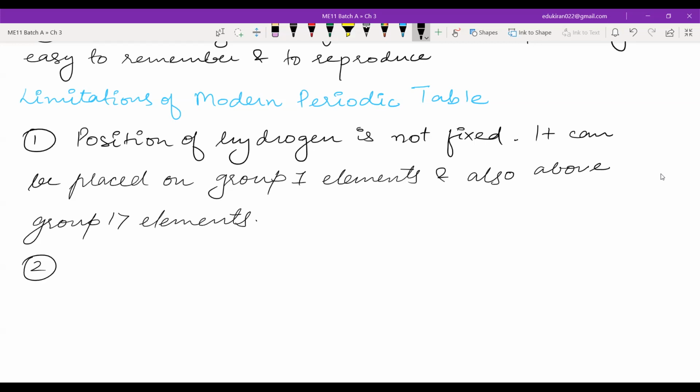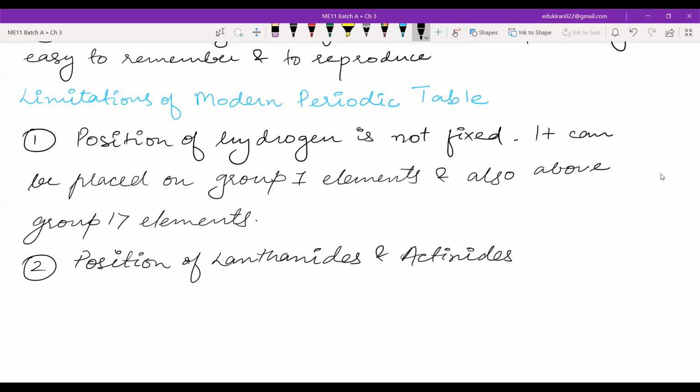Secondly, the position of lanthanides and actinides. Okay, we have also seen that it does not have any individual place, right? They are in the bottom of the periodic table. Okay, they are bottom of the periodic table.